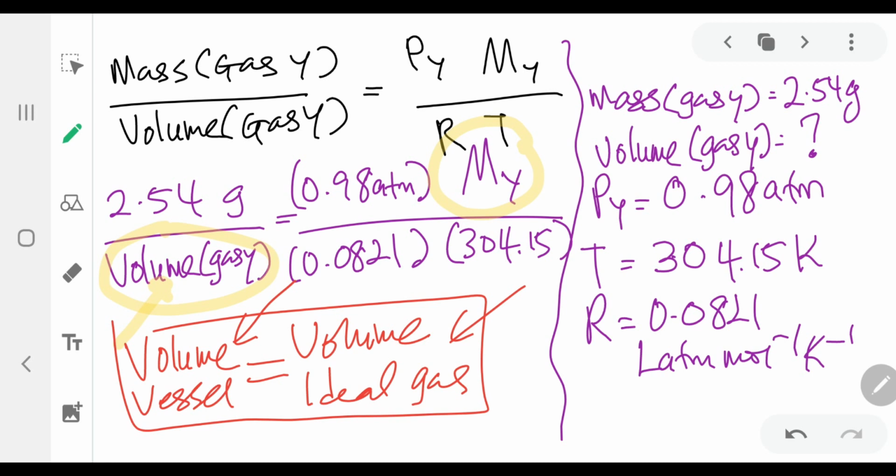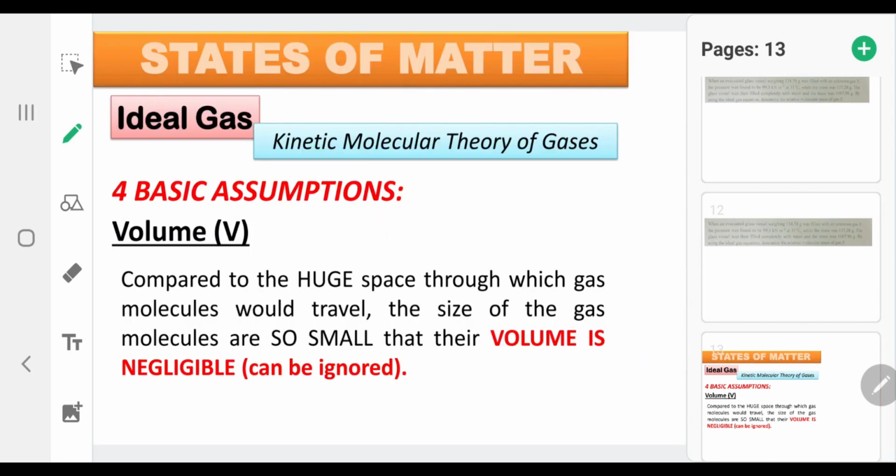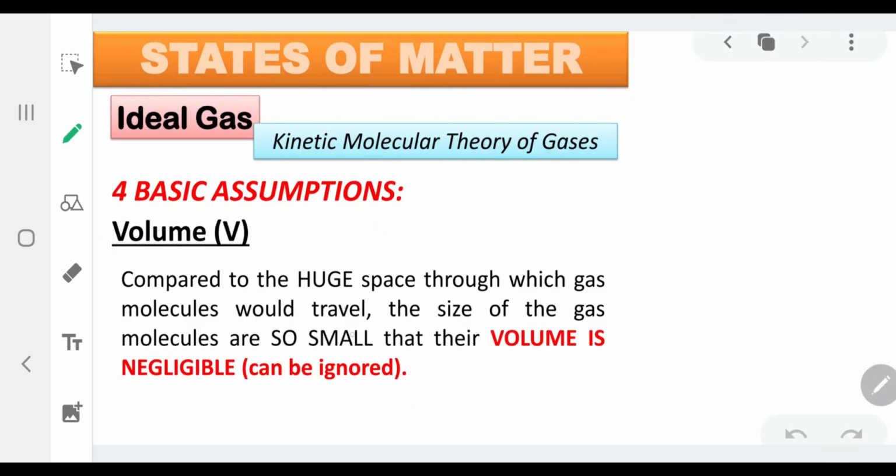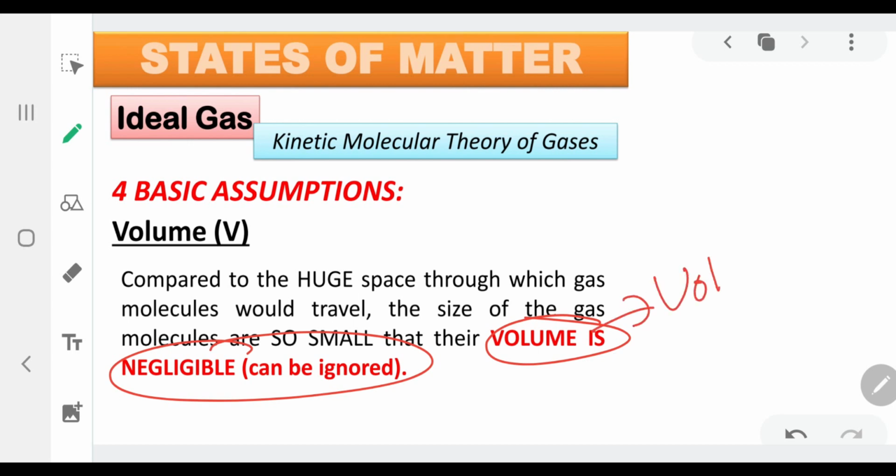Because according to the kinetic molecular theory of gas, we have to assume that the volume of your ideal gas is negligible because it is far too small, if you compare with the big space you have in between the gas particles. If you still remember, this is what we have done in the assumptions. The first assumption, we have assumed that the volume is negligible. The volume of the ideal gas, the real volume of the ideal gas.